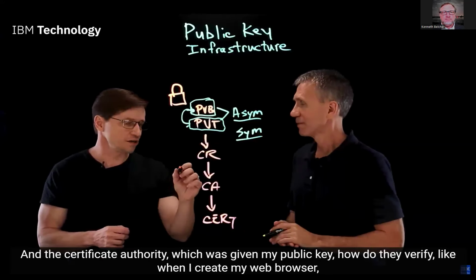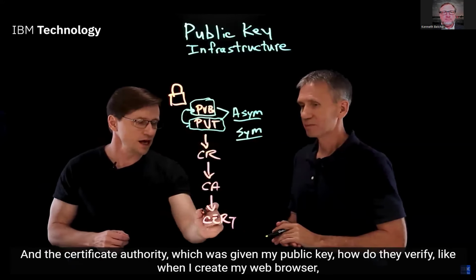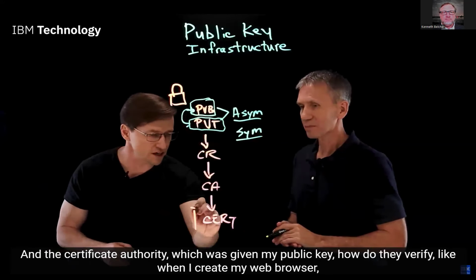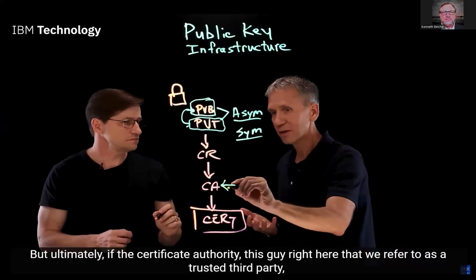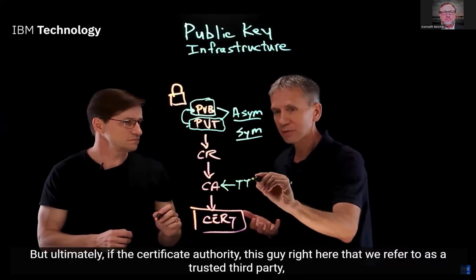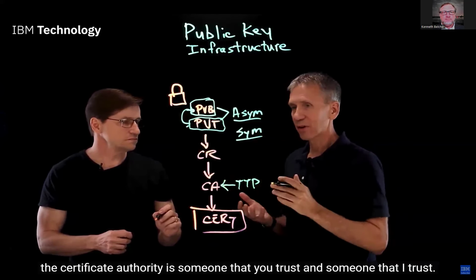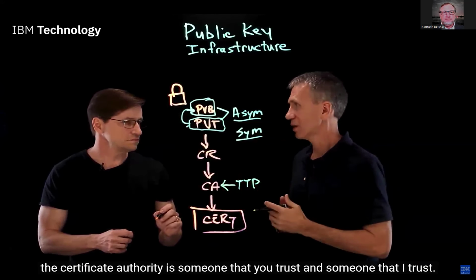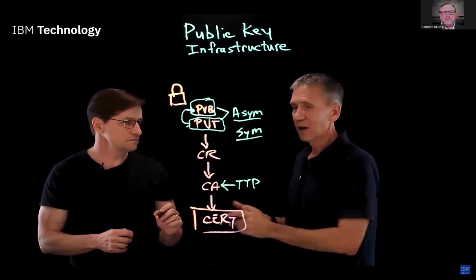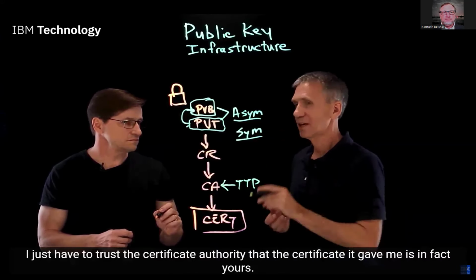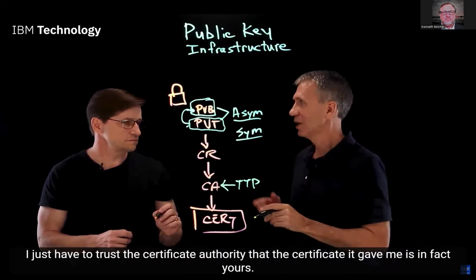And the certificate authority, which was given my public key, how do they verify, like when I create my web browser, how does it verify that this actually came from them? So it's going to ask a bunch of questions, and it's going to populate the certificate with your answers to those questions. But ultimately, the certificate authority, which we refer to as a trusted third party, is someone that you trust and someone that I trust. So I don't have to trust you, I just have to trust the certificate authority that the certificate it gave me is in fact yours.